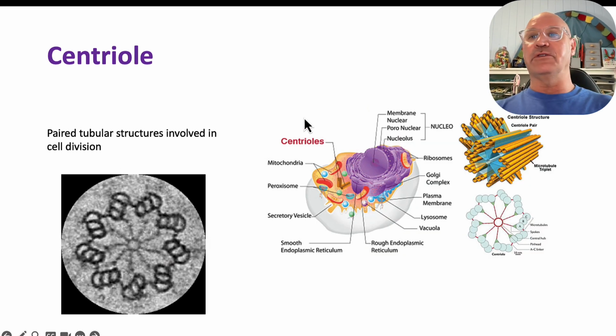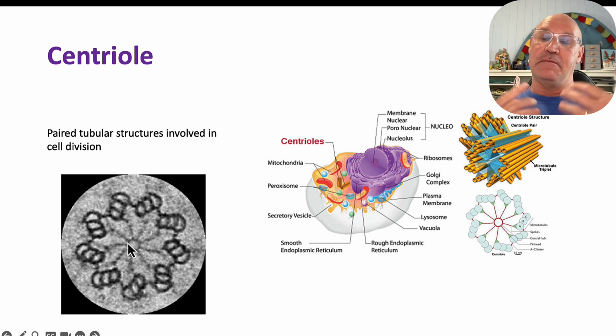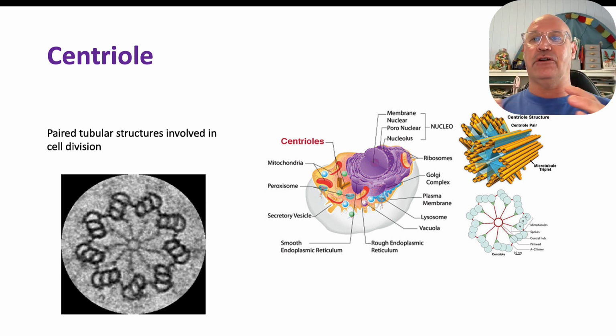The centriole you'll see with an electron micrograph only. This is a tubular structure that is involved in cell division. So when we talk about mitosis and meiosis, we'll see that the spindles come out of the centrioles and they're involved in pulling the chromatids apart.